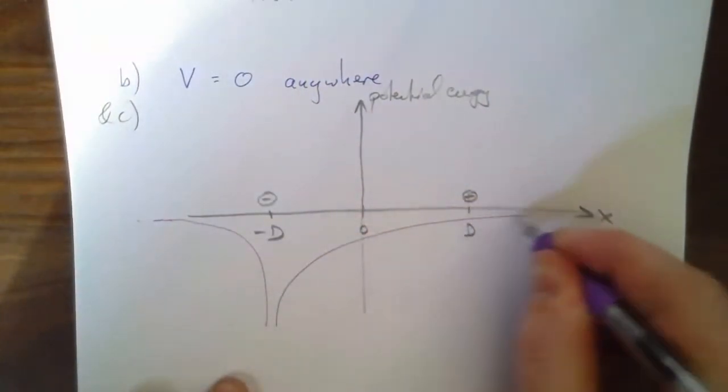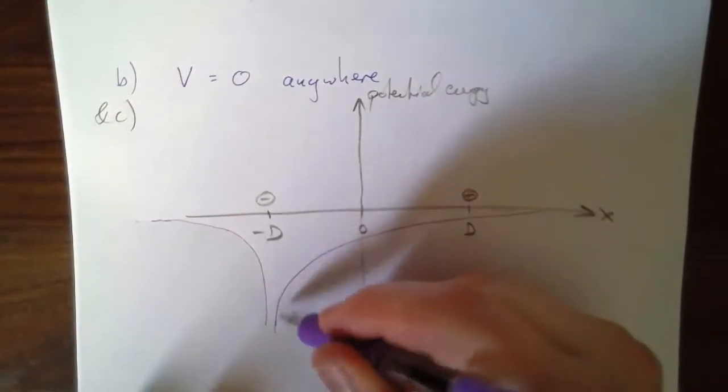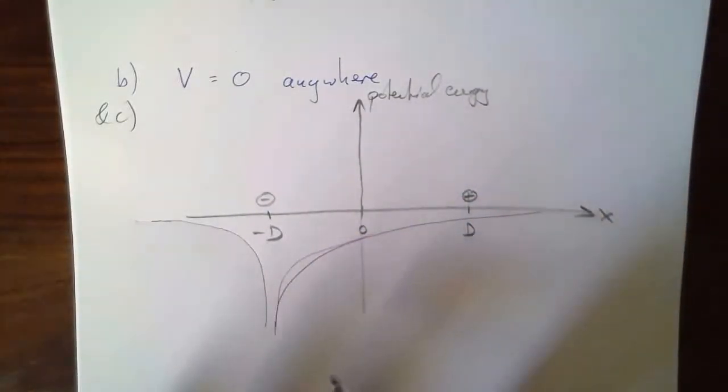It's always negative. And it does something. This should be symmetric, by the way. This is very poorly drawn, clearly. Those two sides should look the same. I'll try to do better next time.